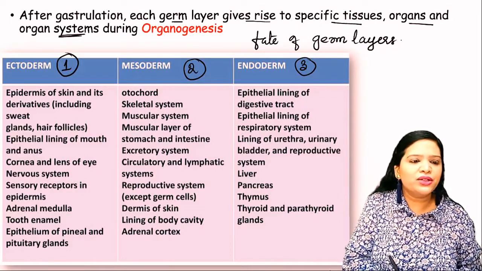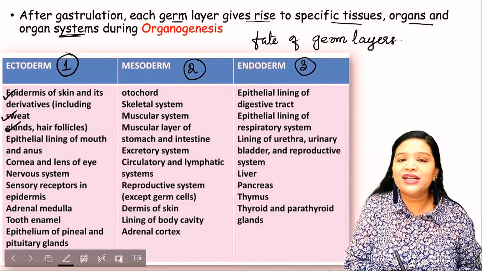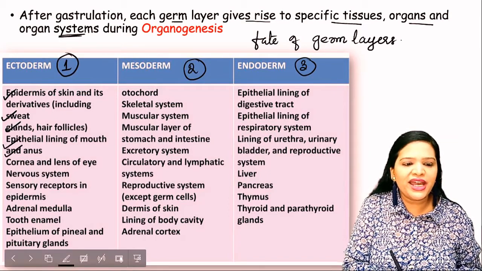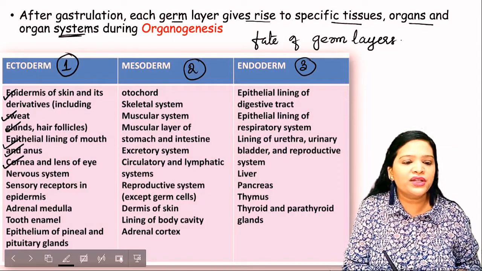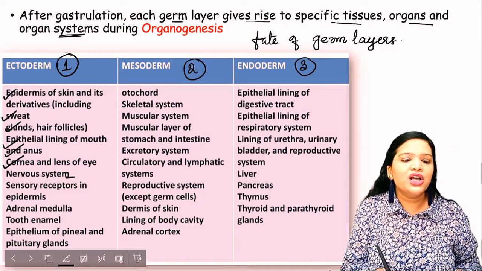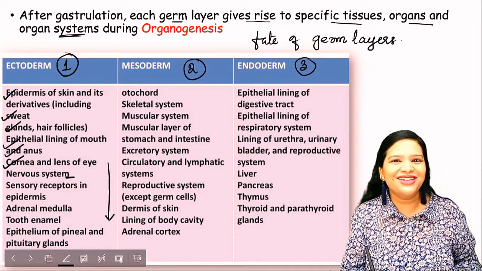Okay, so see here the first one. From the ectoderm, the epidermis of the skin, the sweat glands, hair follicles, everything grow. Similarly, the epithelial lining of the mouth, anus, the cornea and the lens of the eye, and an important system called the nervous system, right? So like this, these things develop from the ectodermal germ layer.